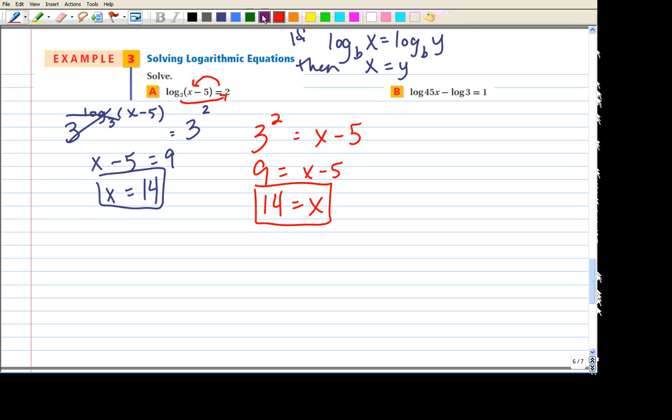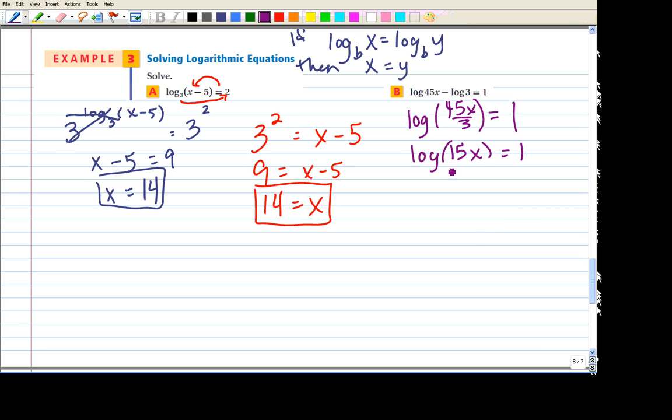Part B, I have log of 45 times x minus log of 3 equal to 1. Remember, if we are subtracting logs of like bases, we can combine them by dividing. So this is log of 45x over 3 equal to 1. And 45 over 3 reduces to 15. So this is log of 15x equal to 1.